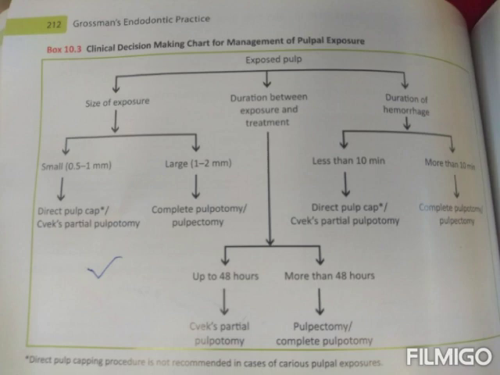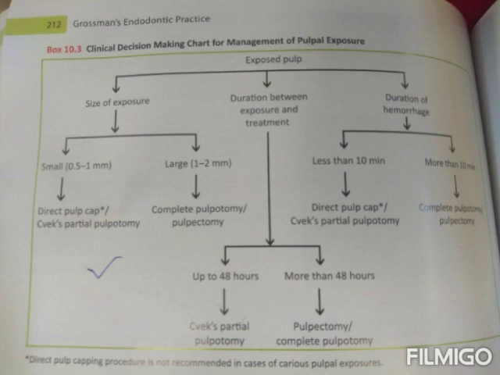So, these are the points when we go for direct pulp capping: small exposure and hemorrhage controlled in less than 10 minutes. These are the important points we have to remember when we go for direct pulp capping. The objectives of direct pulp capping are to increase tertiary dentin formation and reduce the inflammation.